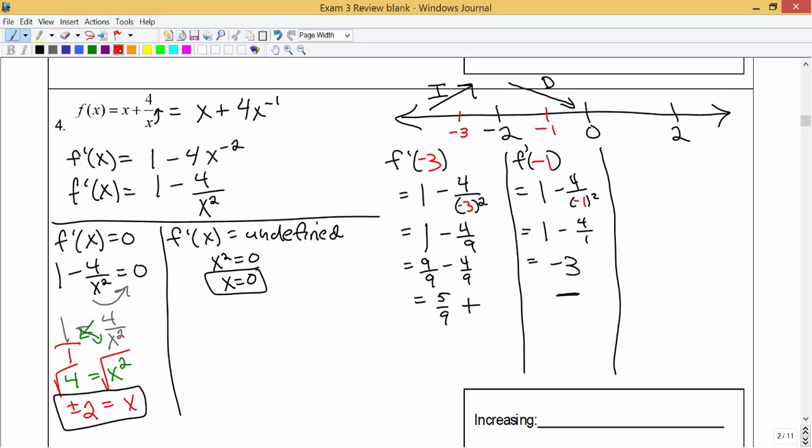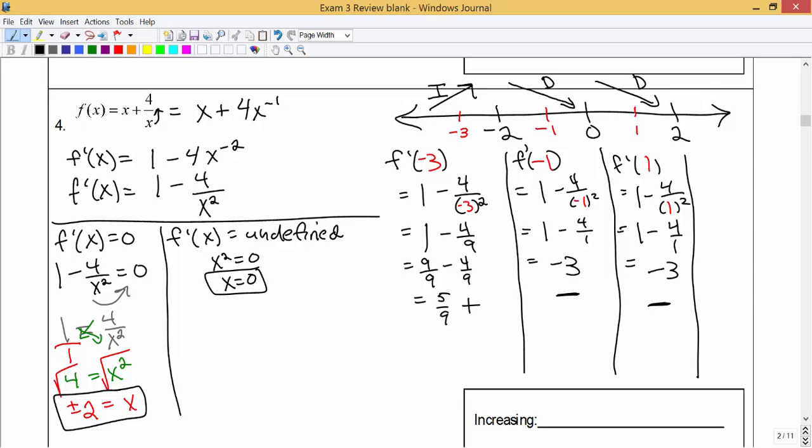Okay, and to the right of 0, I'm going to choose positive 1. So I'm going to put a positive 1 into my first derivative, and then we're going to simplify. This is very similar to putting in a negative 1. We get 1 minus 4 over 1, which is really just 1 minus 4, which gives us negative 3. So the slope is negative, so it tells us once again we're decreasing from left to right in between 0 and 2.